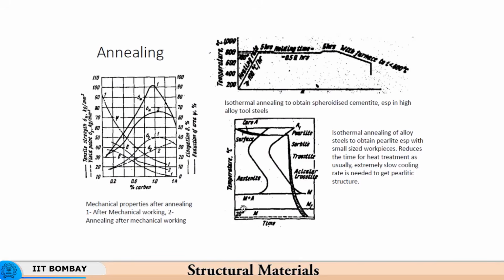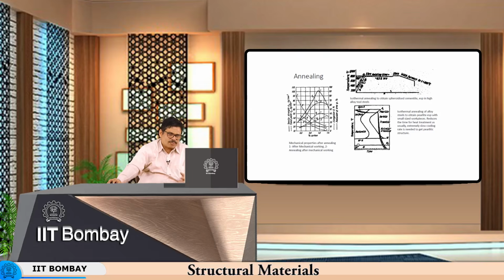Now if you look at the mechanical properties after annealing, you have, let us say, the ductility increasing and the strength, the yield strength of the material, decreasing. As the percentage of carbon increases, the yield strength is of course going to increase. So the yield strength will increase with percentage of carbon, but after annealing the material will become softer than what it was before annealing.